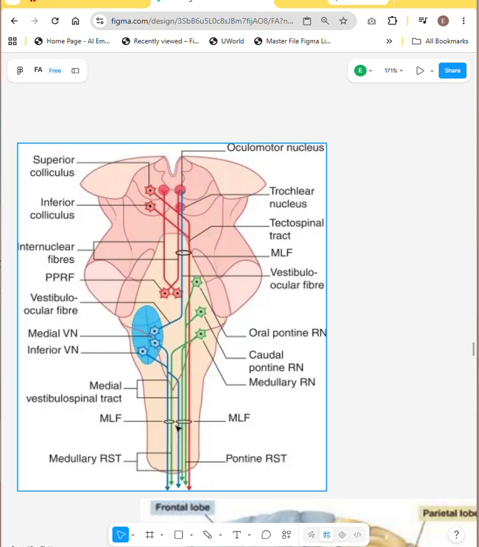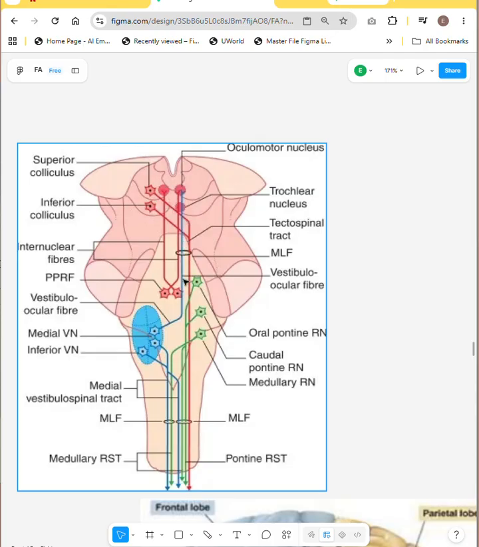Basically, it connects the cranial nerve nuclei that are involved in eye movement. Its main role is to coordinate conjugate horizontal eye movements, and how it does that is it interconnects the abducens nucleus, the oculomotor nucleus, the trochlear nucleus, and also the vestibular nuclei.